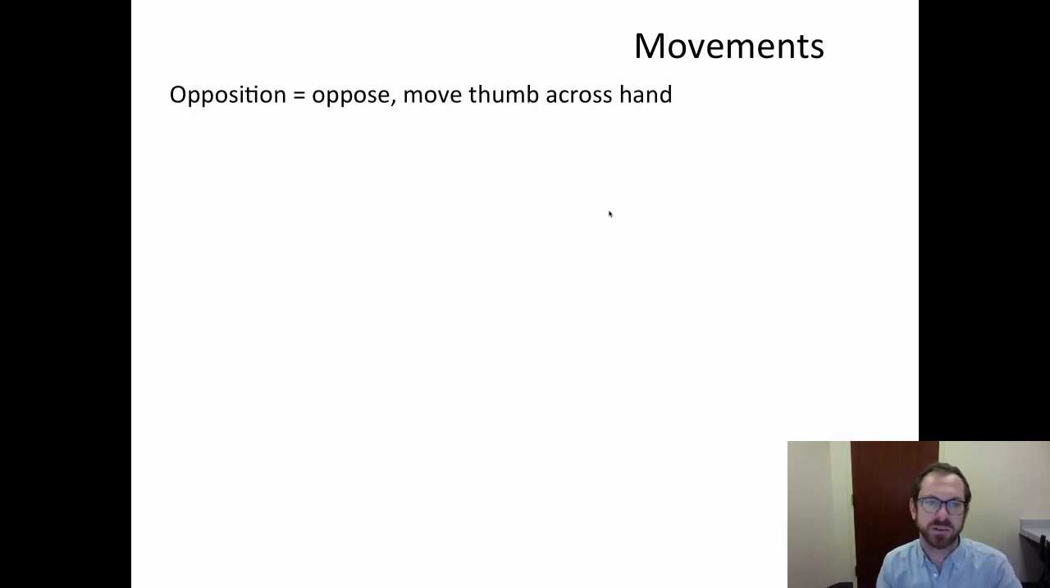Then our last movement is opposition, which is also opposing. And this is the ability for your thumb to move across your hand like this. And we know that having an opposable thumb is a very important evolutionary advantage for primates. It allowed us to, in evolutionary history, climb trees. It allowed us to hold tools and use tools. And so next time you're brushing your teeth at night, thank your opposable thumb for that, as well as anytime you're texting. Texting is made possible because of your opposable thumbs.